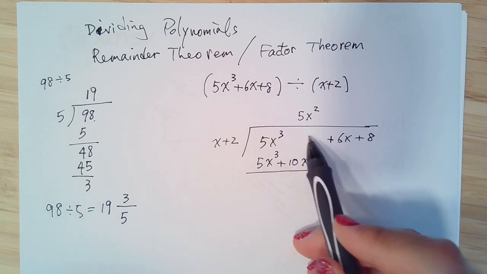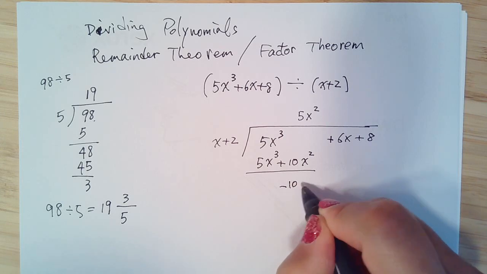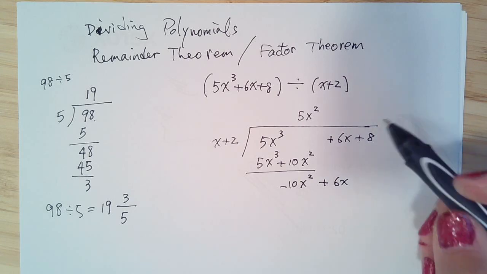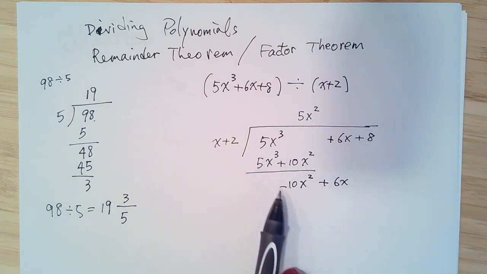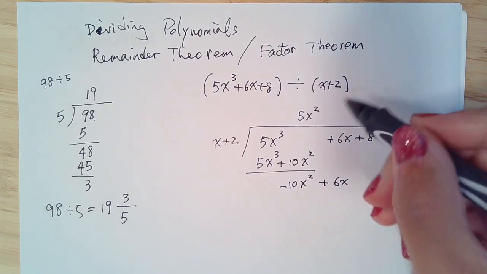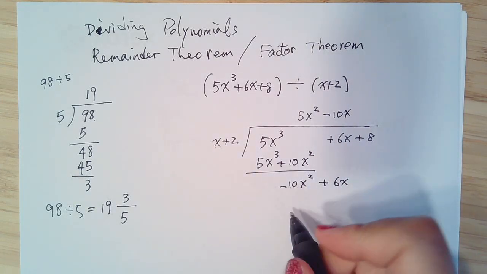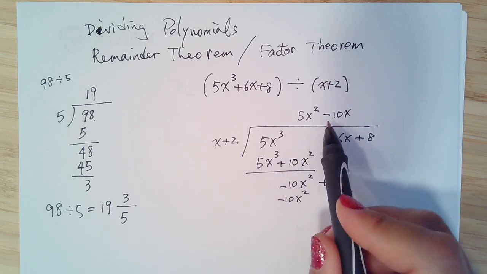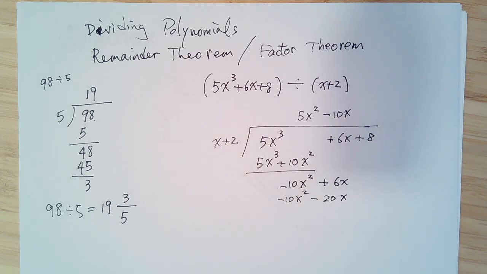But the next term, here is nothing or 0. Minus this guy, I get a negative 10x squared. And then I drop down the next term. Next, I'm looking for something here that multiplies by x to get negative 10x squared. So that's going to be negative 10x. Is that right? So this one times x, I have a negative 10x squared. Agree? What about the next term? Negative 10x times 2. So I get a negative 20x.